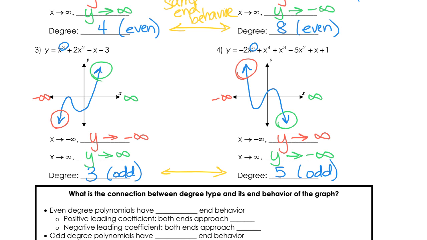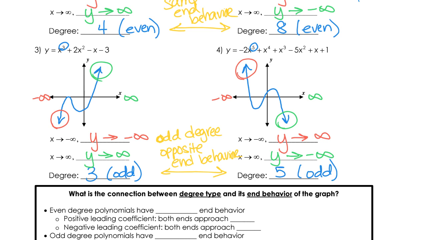Okay, so odd degrees: if your degree is odd, which is the highest exponent, they have what they call opposite end behavior. Your ends are doing the opposite thing. One's going up and one's going down, and that's the characteristic of odd degrees.